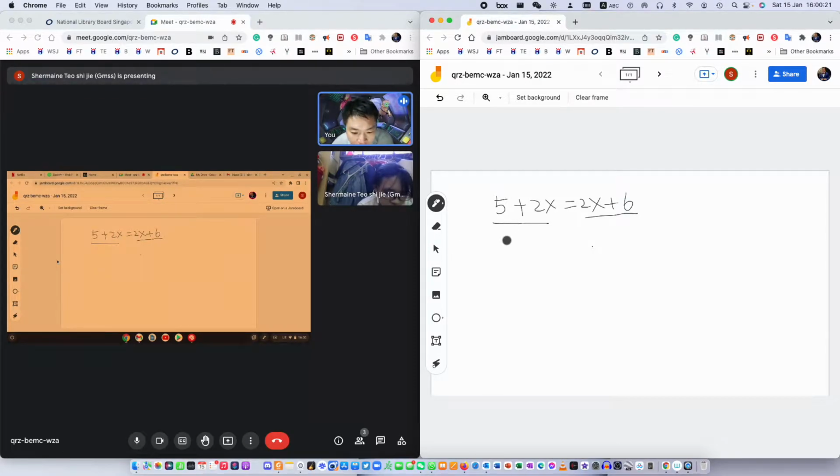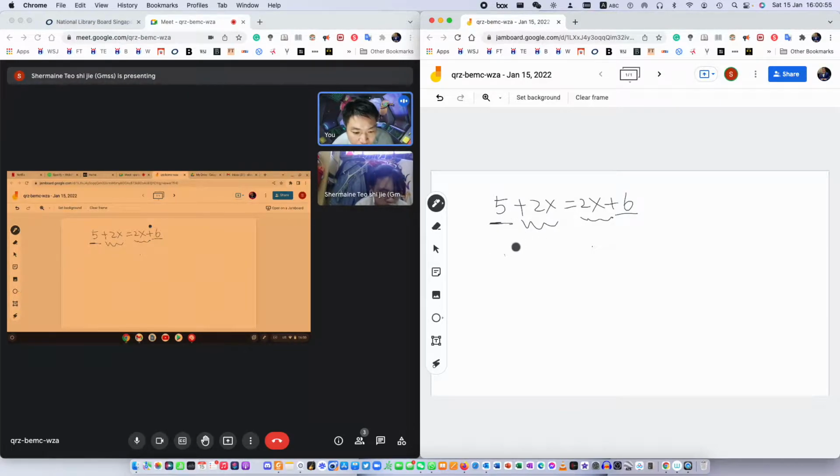So can you see that this 5 is a number? Okay, so let's underline similar terms. I use a straight line for number, and I use a straight line for number. So this is plus 6, right? And then over here you have plus 2x. This is number and letters, right? So this is also number and letters.